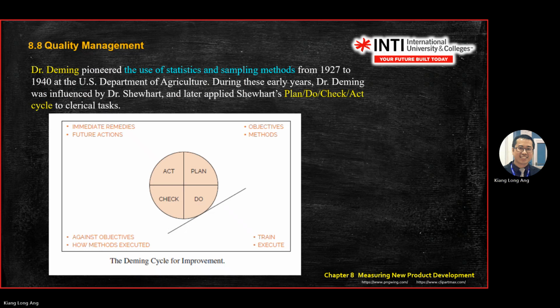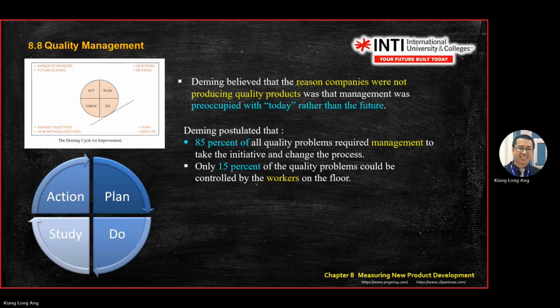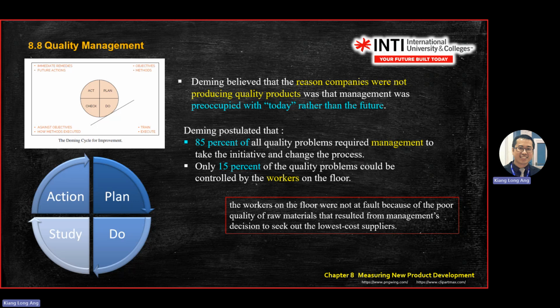The famous Plan, Do, Check, Act. Plan, Do, Check, Act process. This is called the Deming cycle. Deming cycle improvement. Plan, Do, Check, and Act. This one you read. Okay, this one you read. So Deming, the main philosophy of Deming is they focus on the management, because they say quality problems usually require management for decision, 85%.